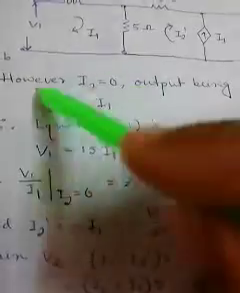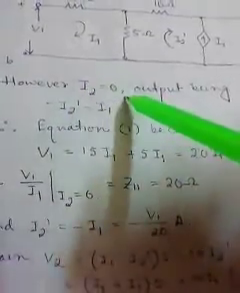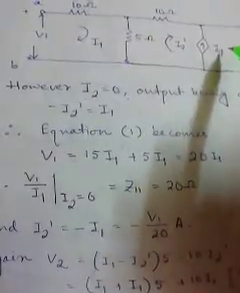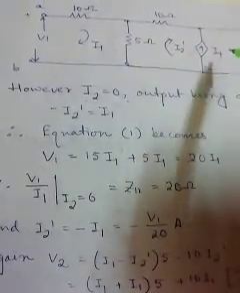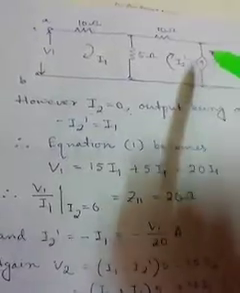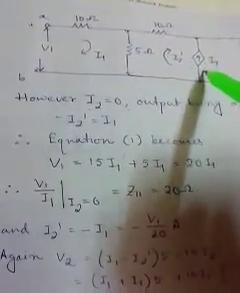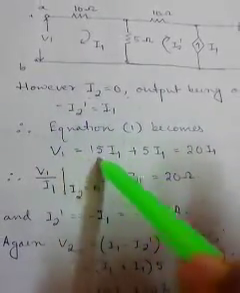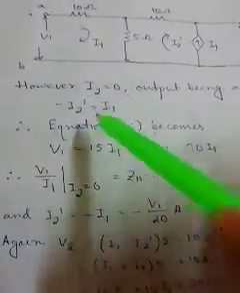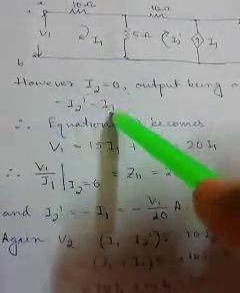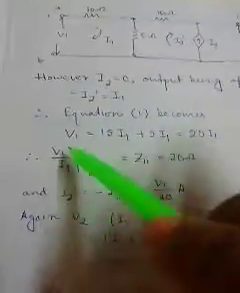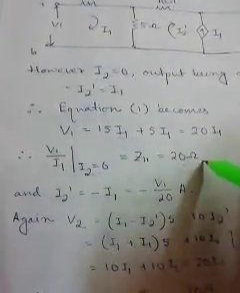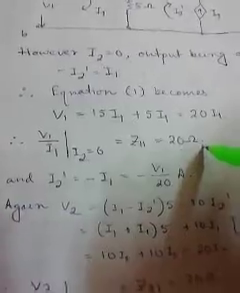If this is true, then under the condition I2 equals 0, this loop current equals this current, because in a loop never more than one current can exist. So the previous equation can now be formed by replacing minus I2 prime with I1, and we get 20 I1. So V1 by I1 at I2 equals 0 is 20 ohm, which gives us the value of Z11.